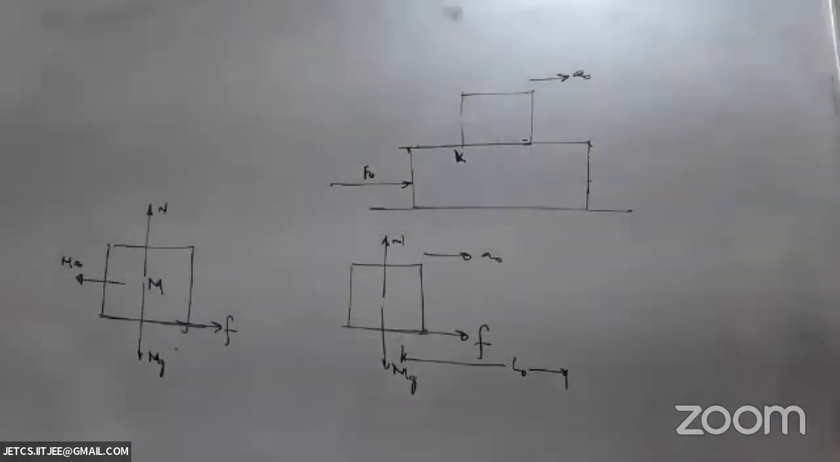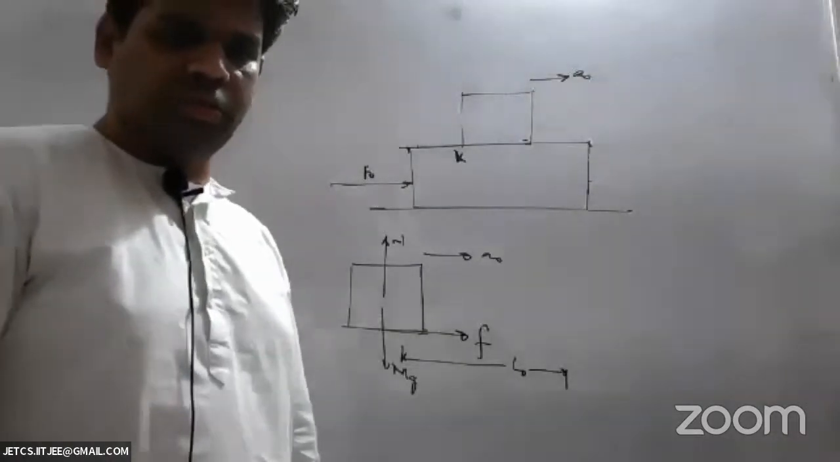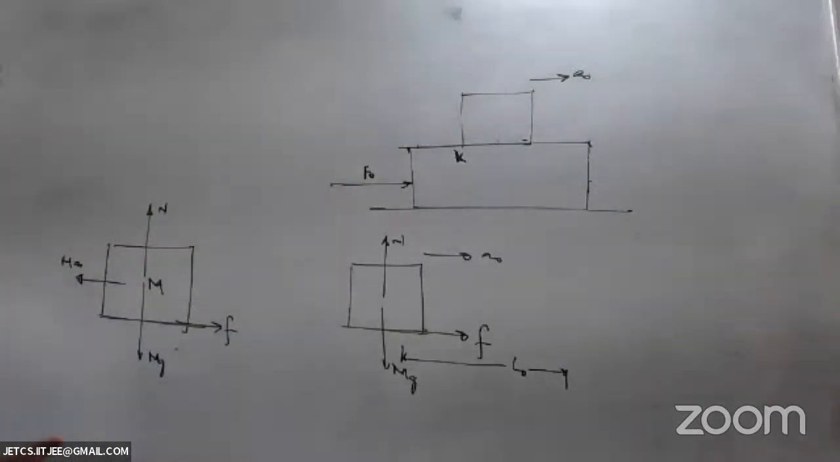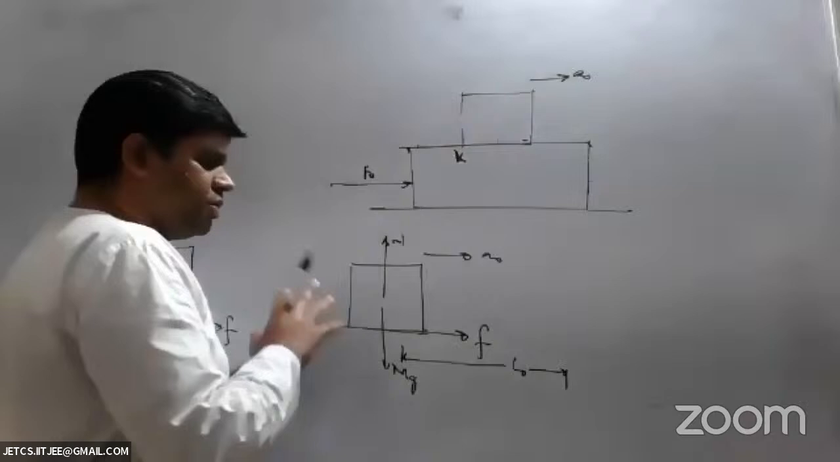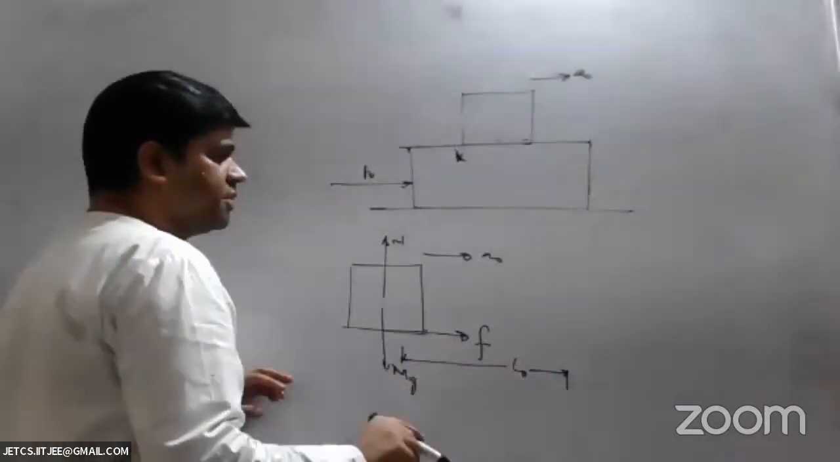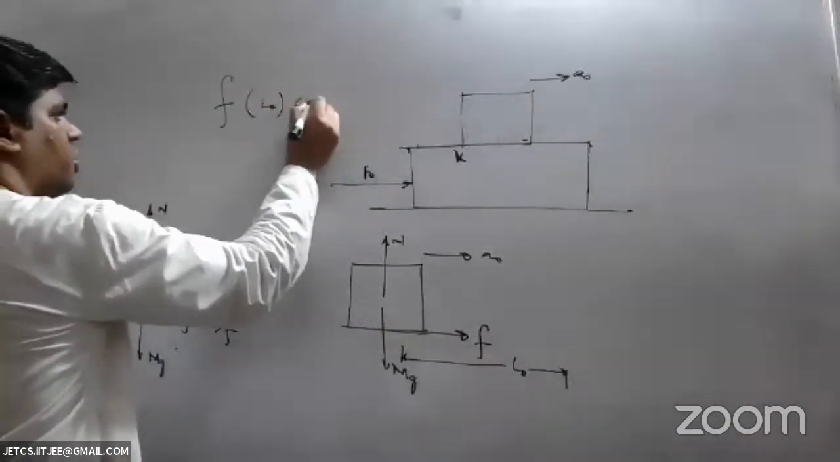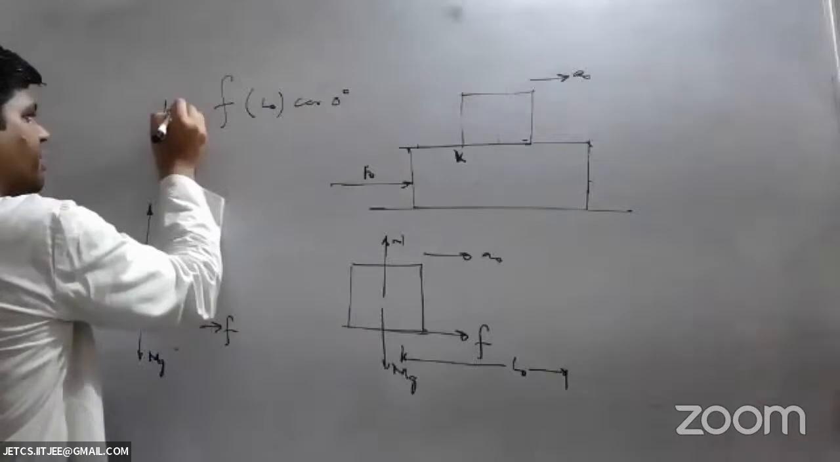Sir, can you repeat again? Yeah, all right. See, from ground frame and reference frame, I'm just talking, I drew the FBD and I find out the work done. Work done, when the force and displacement are in the same direction, so friction into L naught into cos of 0 is the work done because of friction.